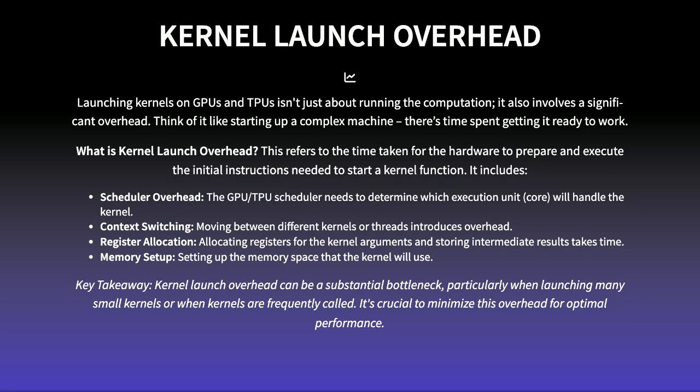Okay, let's talk about kernel launch overhead. It's a really important concept when we're looking at how GPU and TPU accelerate our code. Basically, it's the time it takes to get things ready before your actual computation starts. It's like starting up a complex machine. There's always some setup involved. This includes tasks such as figuring out which core will run the kernel, switching between different kernels, allocating registers for data and storing results, and setting up the memory space the kernel needs. It can be a significant bottleneck if you're launching many small kernels or calling them frequently, so minimizing this overhead is key to getting the most out of your hardware.